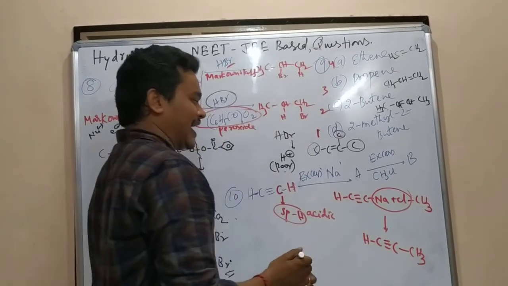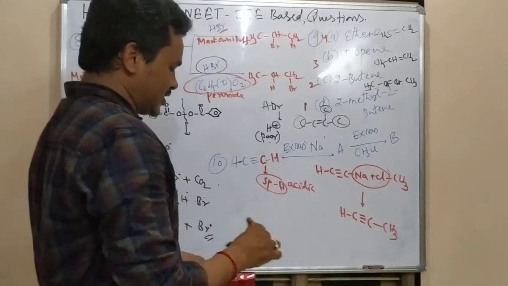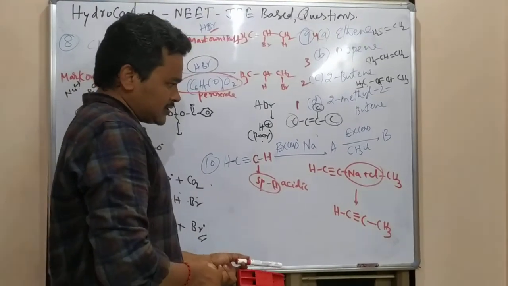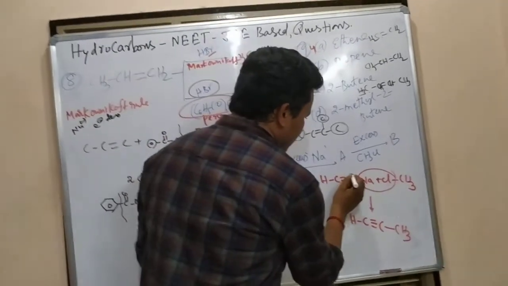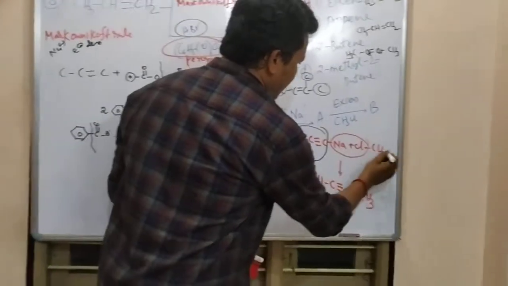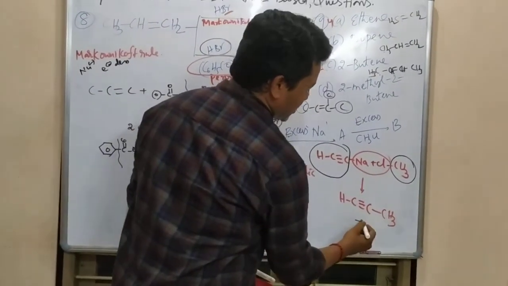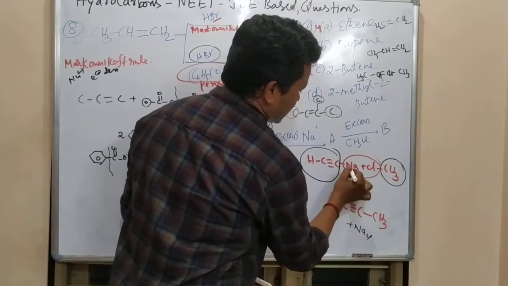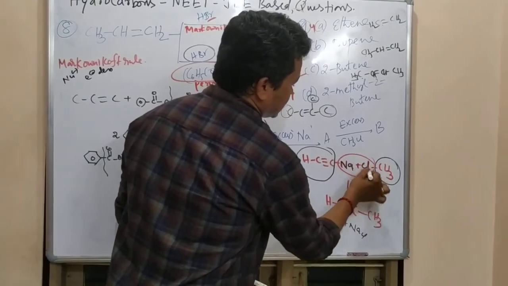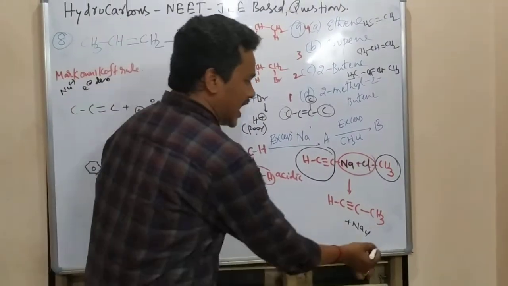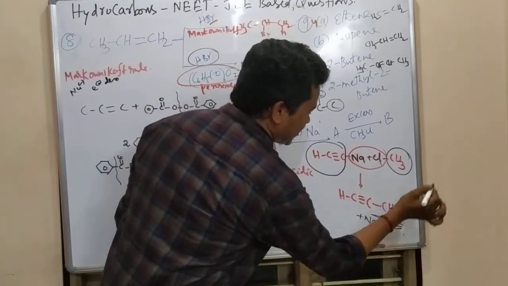You are going to attach this part and this part. What is coming outside? NaCl. This Na and this Cl are moving outside. This is our final product.